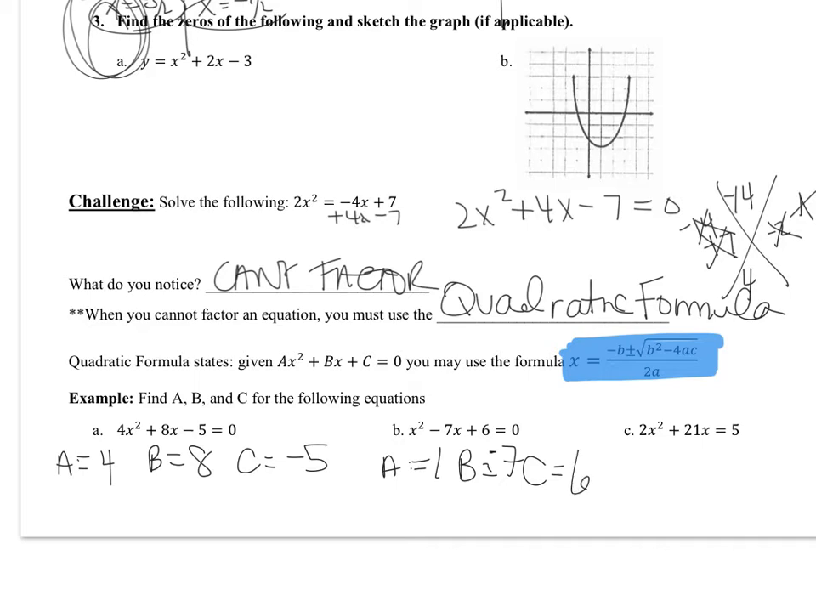I want you to pause this video. I want you to just see on your own, and then unpause it, please. A equals 2, B equals 21, C equals -5. C is -5 because in order for this, it has to be on the other side. My equation has to equal 0 in order for me to know A, B, and C. So go ahead and flip your paper for me, please.